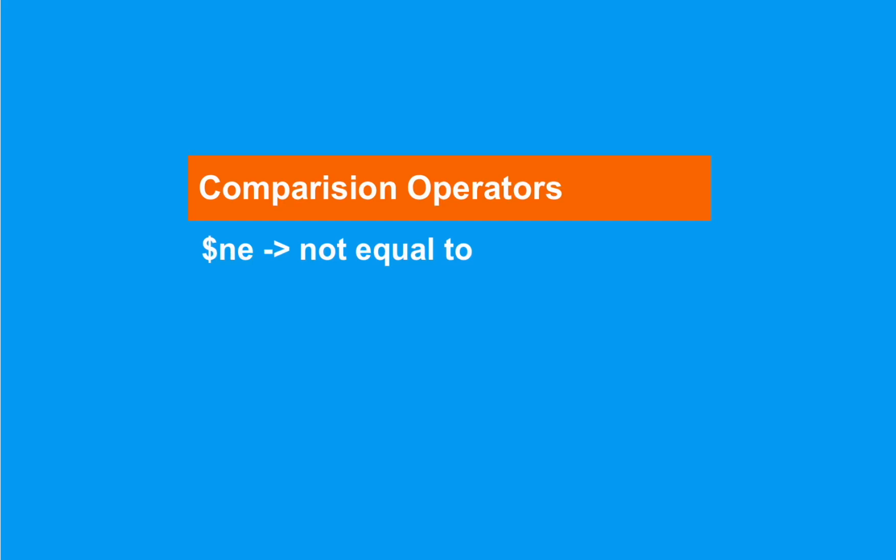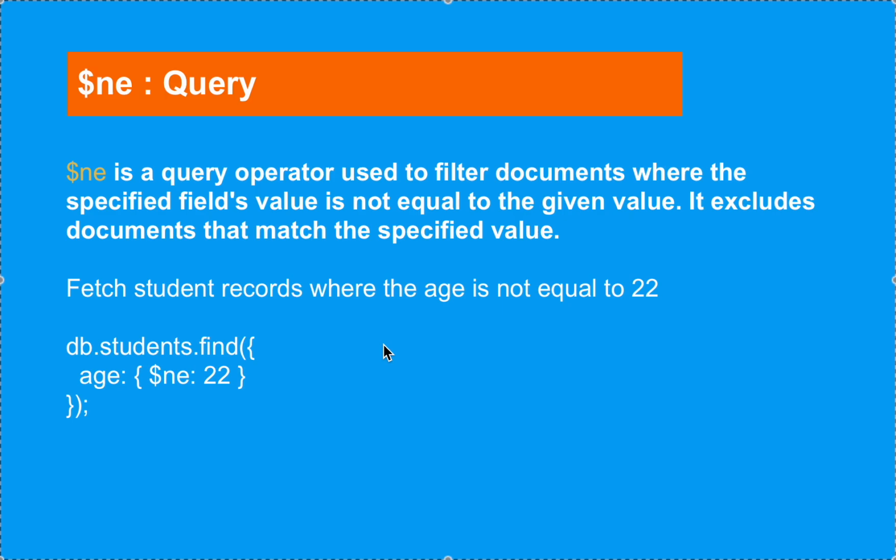In the last video, we learned about comparison operators. In this video, we will learn about $ne, which is the not equal to operator. $ne is a query operator used to filter the documents where the specified field's value is not equal to the given value. It excludes the document that matches the specified value.